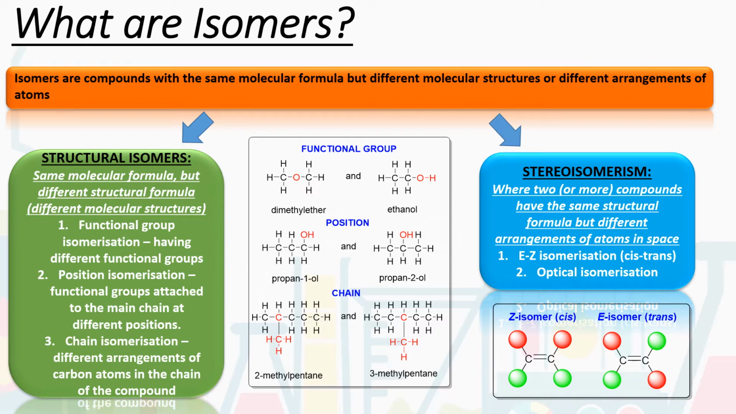Then we have stereoisomerism. This is where we have two or more compounds that have the same structural formula but different arrangements of atoms in space. So what we mean here is that the atoms are actually connected in exactly the same way for both compounds, the same structural formula. But the way these are actually arranged in 3D space is different. And so there are two types of this. There's EZ isomerization, or cis and trans isomerization.